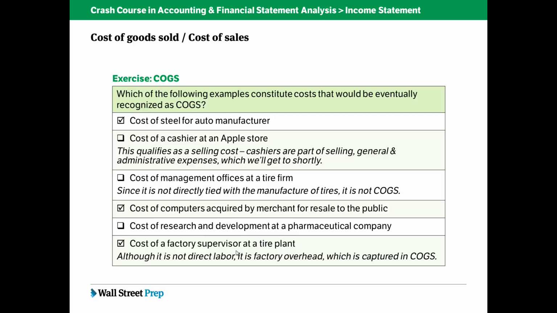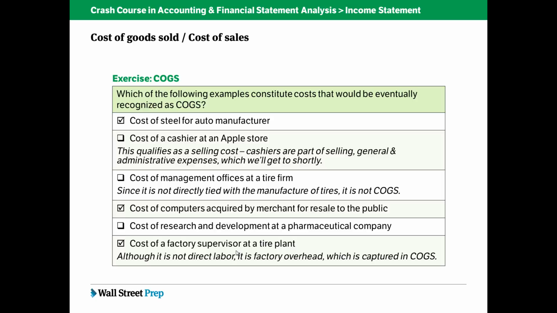The cost of management offices at a tire firm, that's an SG&A cost. It's not tied directly to the manufacture of tires. It's corporate overhead. And so that's not a cost of goods sold. The cost of computers acquired by a merchant for resale to the public, though, certainly counts as cost of goods sold. Those are direct costs. Cost of research and development is its own special category. That's not going to count as cost of goods sold.